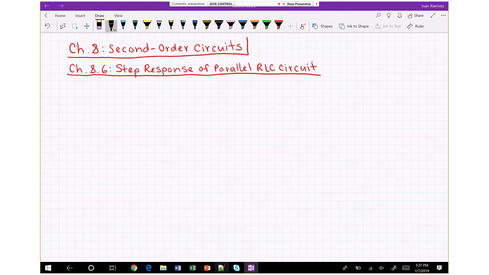So now let's start off with redrawing the parallel RLC circuit, but with a step input. Like always, I'll write out a parallel RLC circuit with a step input.